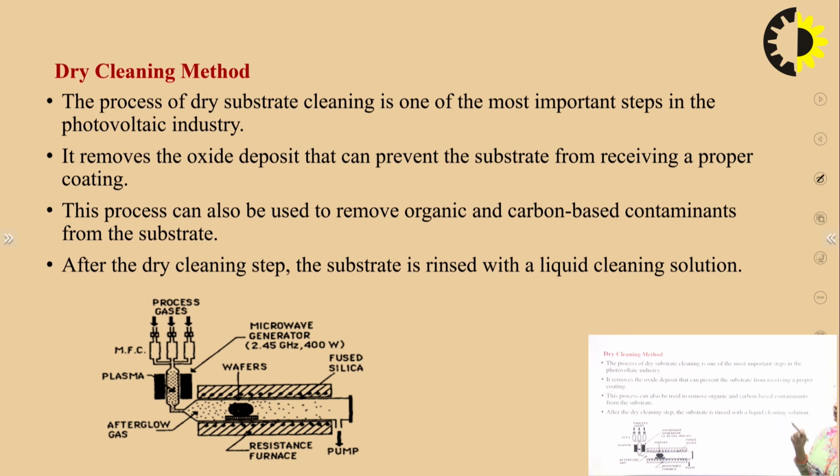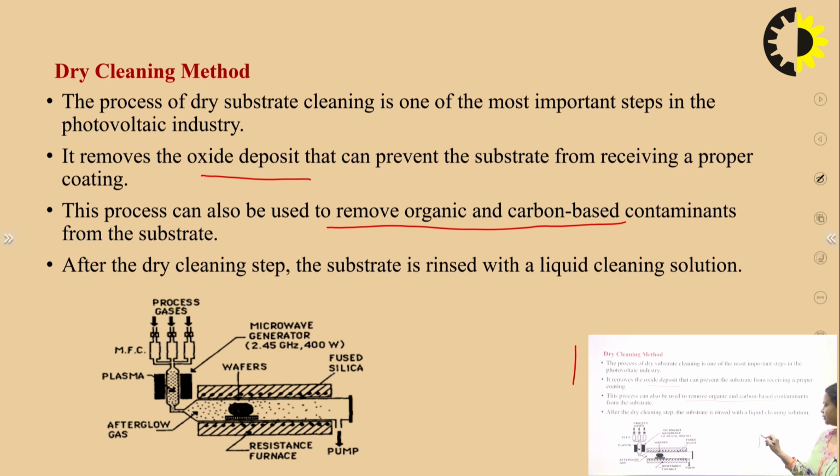Now, this is the dry cleaning method. As the name suggests, dry substrate cleaning is one of the most important steps in the photovoltaic industry. This basically removes oxide deposit. It does the same work as your wet cleaning method, but it is using some gaseous chemicals, whereas the wet method is using liquid form. It removes oxide deposit that can prevent the substrate from receiving a proper coating. The process can also be used to remove organic and carbon based contaminants.